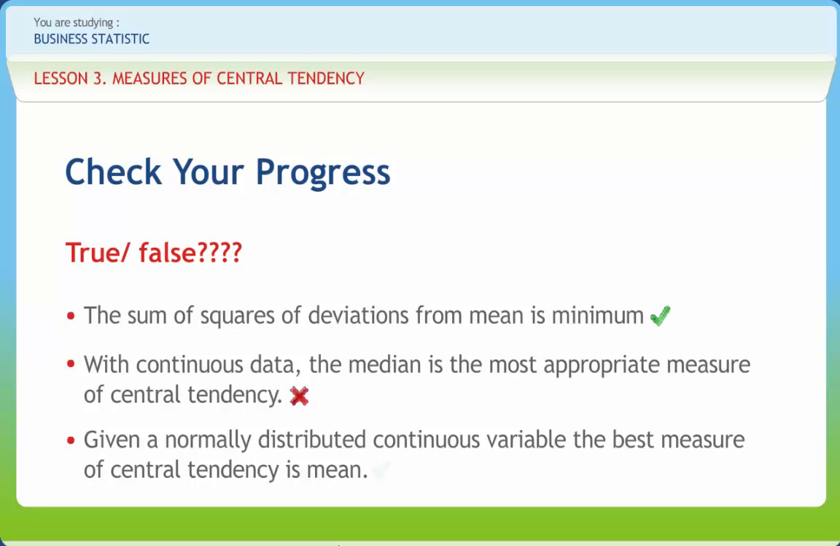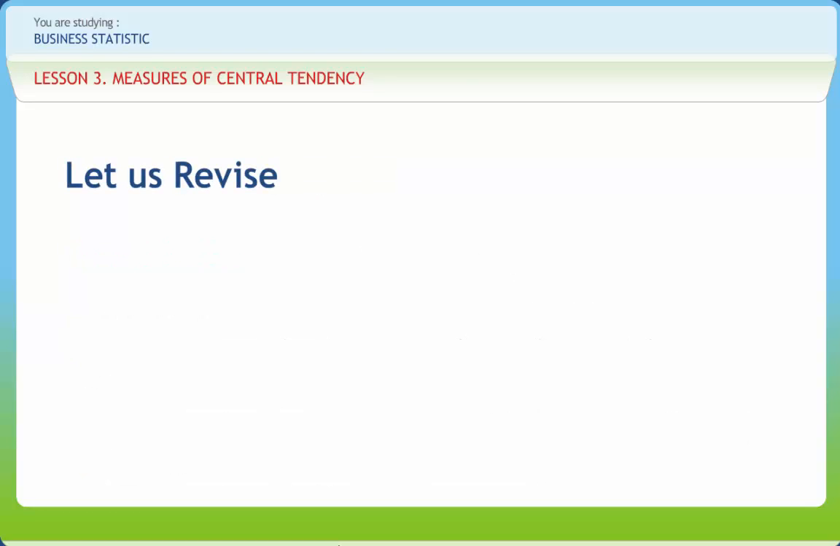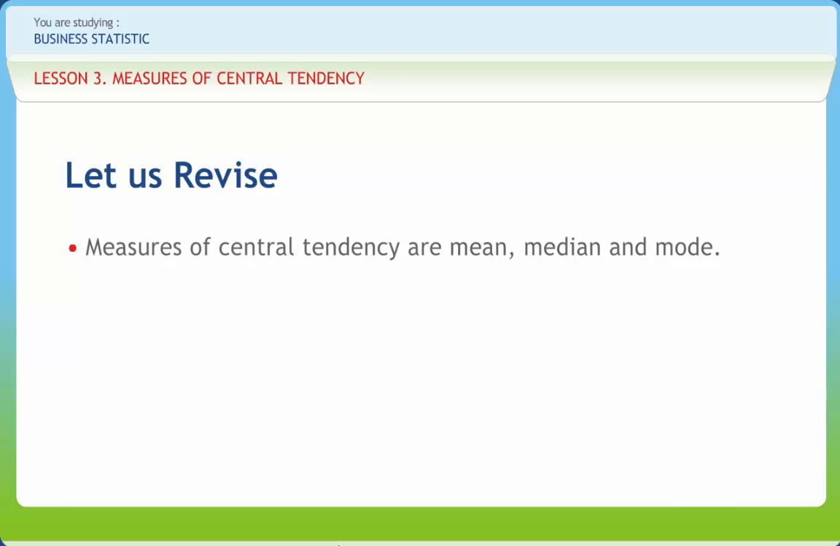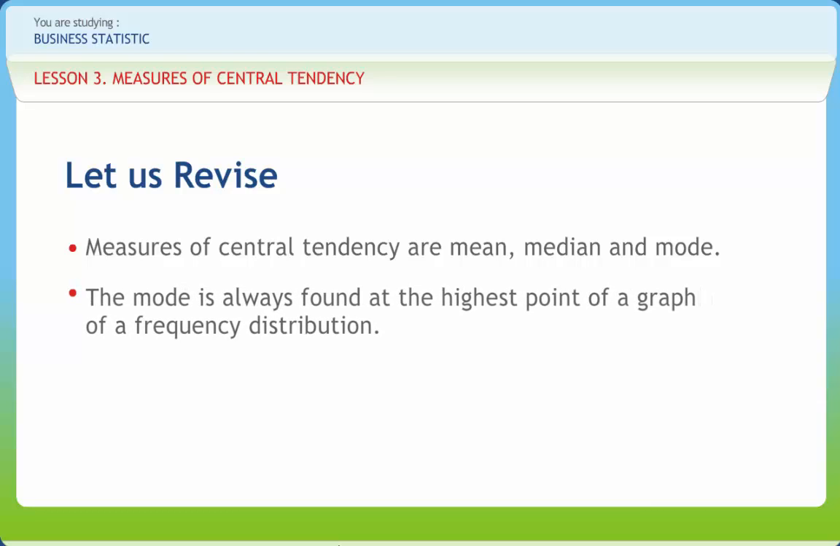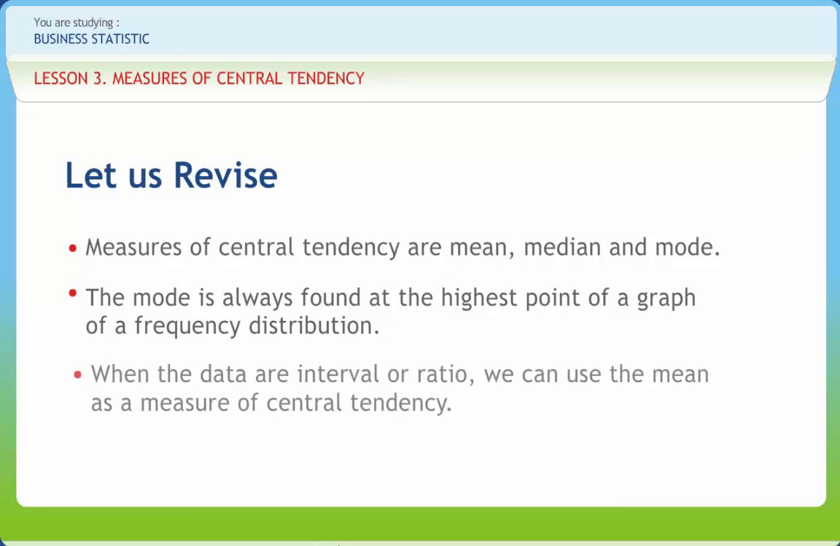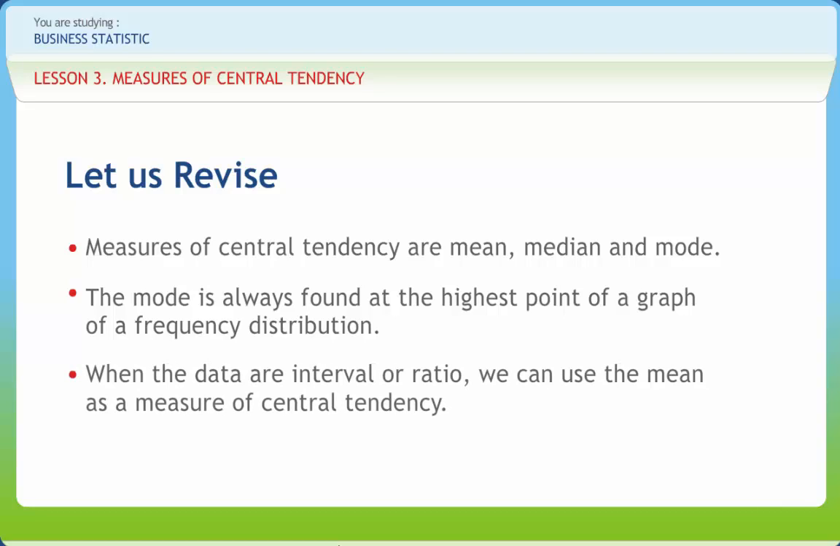Given a normally distributed continuous variable, the best measure of central tendency is mean. Right or wrong? Right. Before we end, let us briefly revise what we have studied so far. Measures of central tendency give one of the very important characteristics of data. Any one of the various measures of central tendency may be chosen as the most representative or typical measure. The median is generally a more representative measure for open-end distribution and highly skewed distribution. The mode should be used when the most demanded or customary value is needed. When the data are interval or ratio, we can use the mean as a measure of central tendency.